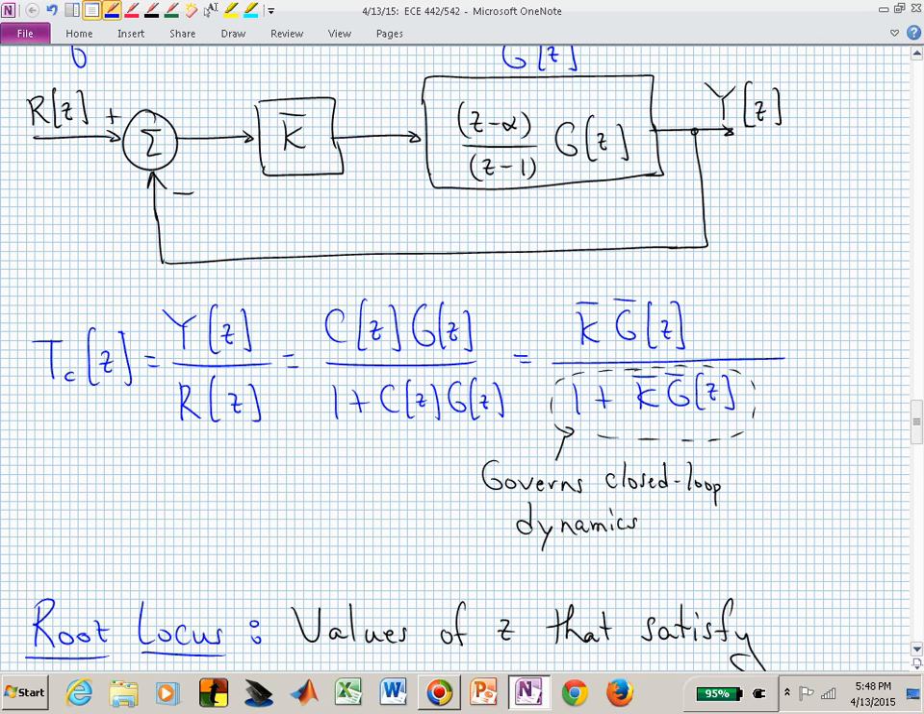Yes? It's off topic. Oh, good question. That's not so off topic. The question was, can I put a pole at z equal 1 if I already have a 0 at z equal 1 in my system, in the original G of z? Did I hear the question correctly?